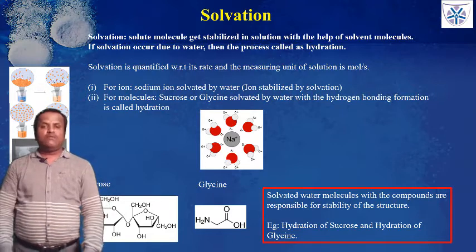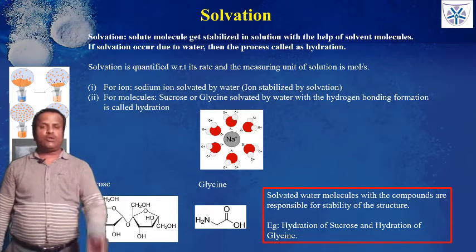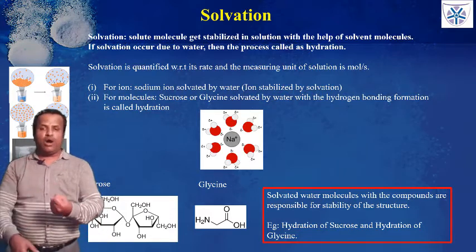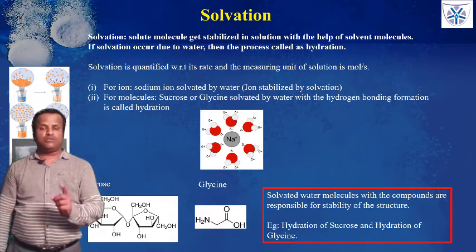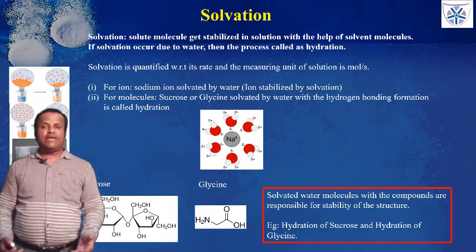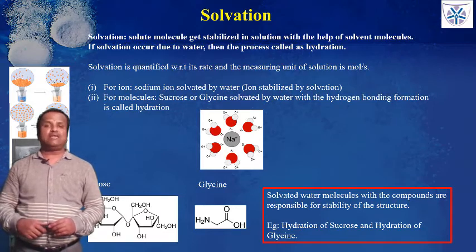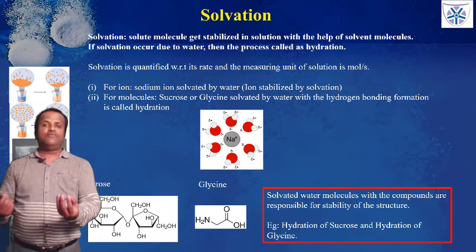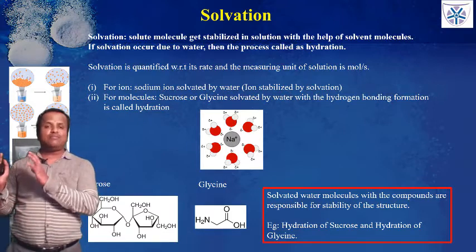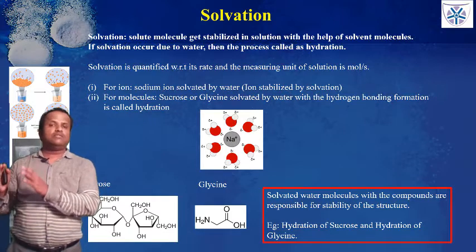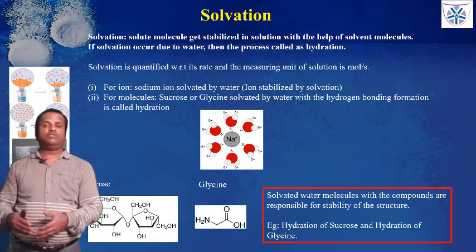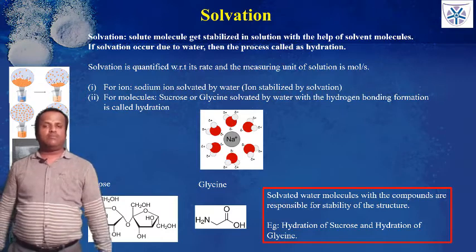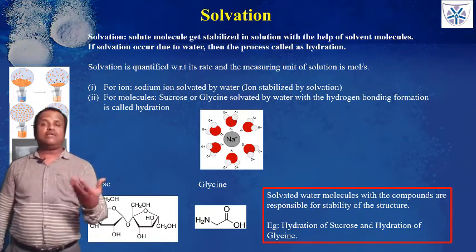Molecules such as sucrose (a non-electrolyte), glucose, or glycine, an amino acid, are solvated by water through hydrogen bonding. This is called hydration. Glycine betaine is one of the best examples for protein: where water is lacking, if you add glycine betaine, it carries some amount of water because of its stability due to solvation or hydration. Whenever the protein requires it, the glycine betaine can give some water to the protein, and the protein gets stabilized.